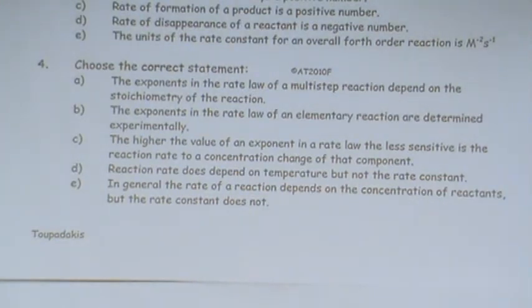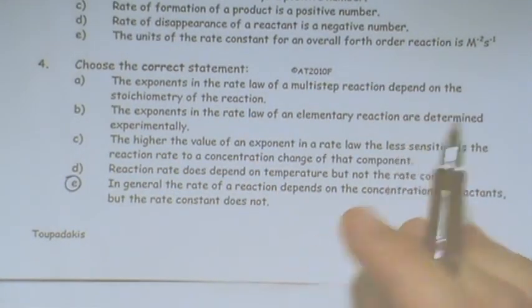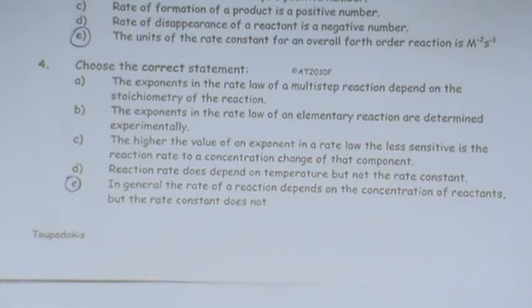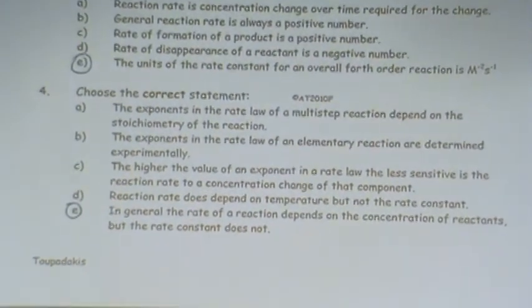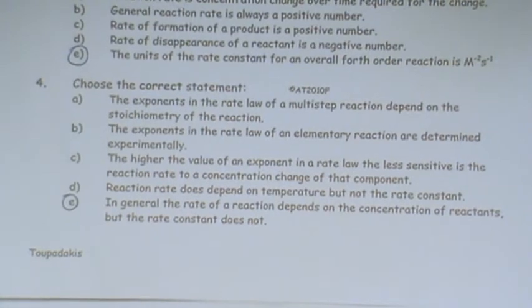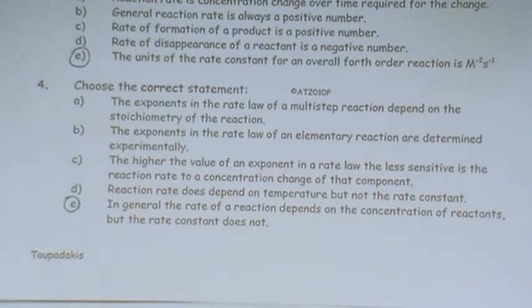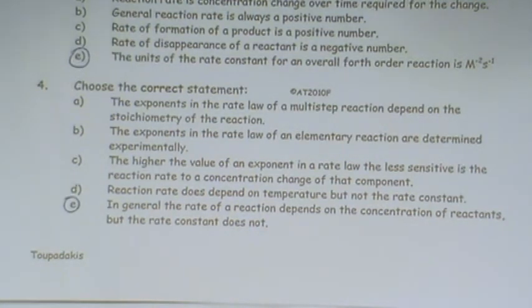Remember we said the rate constant is nothing else but a rate, the rate of the reaction when the concentrations are 1. So it's a rate of a reaction, it has to depend on temperature. So the answer should be E, for 3. Why is it not B? The exponents of the rate law of an elementary reaction are determined experimentally. We said that when we have an elementary reaction in one step, the orders on each reactant are determined by just looking at the chemical equation. We don't need to do experiments.